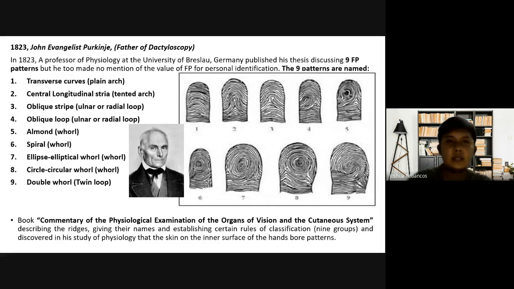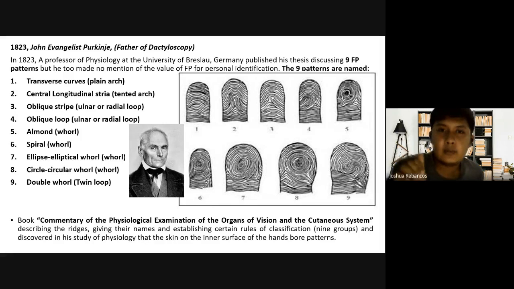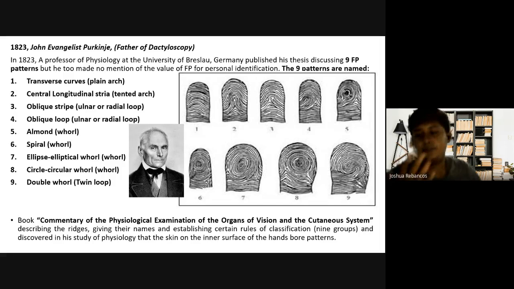Yung libro naman niya, Commentary on the Physiological Examination of Organs, Vision, and the Cutaneous System. Pag sinabing cutaneous, sense of touch or skin, okay? Describing the ridges, giving their names, and establishing certain rules of classification, 9 groups, and discovered in his study of physiology that the skin on the inner surface of the hands bore patterns. Kaya kahit pa masugat itong fingers natin, babalik at babalik pa rin kasi may pattern na sa loob niyan na siya rin yung lumalabas. Okay.